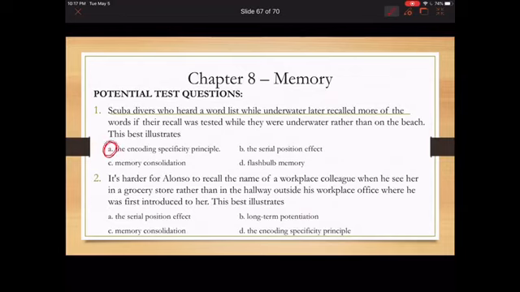It's harder for Alonzo to recall the name of a workplace colleague when he sees her in the grocery store instead of in the hallway outside of his workplace. So I'm sure we've all had this, where you recognize someone and you're like, I just don't remember where I know them from. Well, if you see them back in that context, now you're going to remember them. And that's another example of the encoding specificity principle.